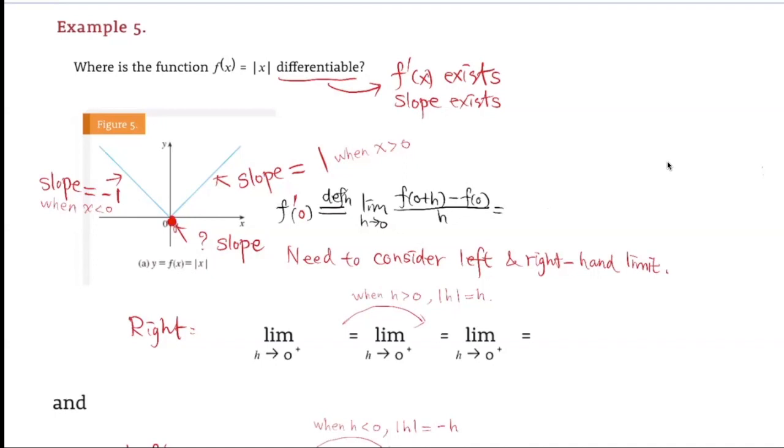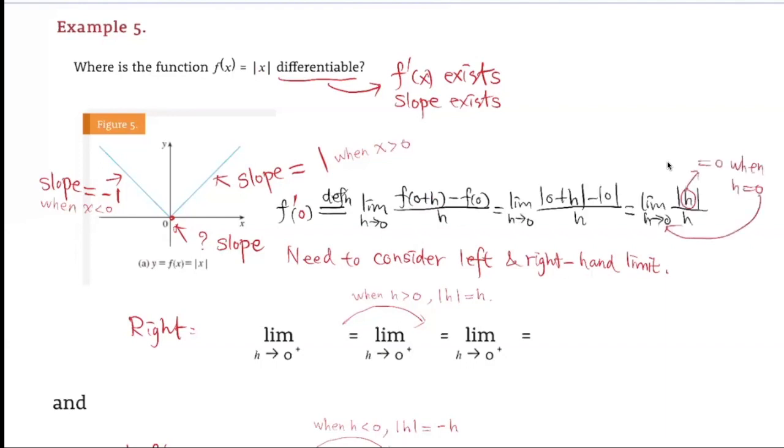Now what about at 0? So let's find f prime of 0. By definition, it's the limit of this quotient as h approaches 0. For f of 0 plus h, we're going to substitute h into this x over here. So that will be absolute value of 0 plus h, and f of 0 is just 0. Simplifying, this is the limit of absolute value of h over h.